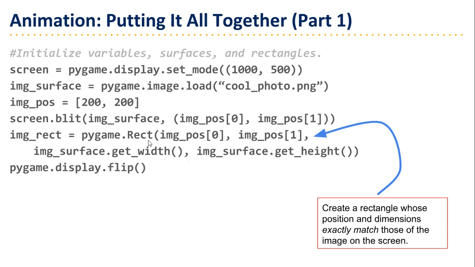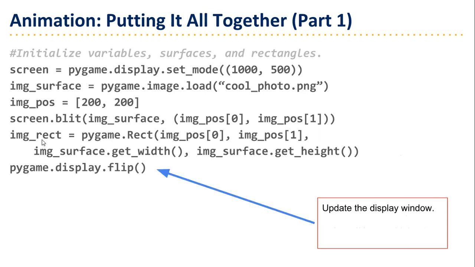That width and height of the image become my arguments to this Rect function, and then Pygame will output a rectangle that corresponds to this position. So it'll be, again, a rectangle that perfectly overlays with my image. And I'll store that in a variable. Then down here, I just update the display window, and now the user can see the image. They do not see the rectangle. That's just something internal for me as a programmer, so I can track this and animate it later.